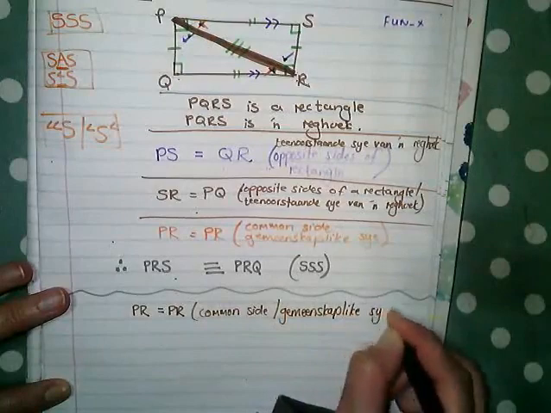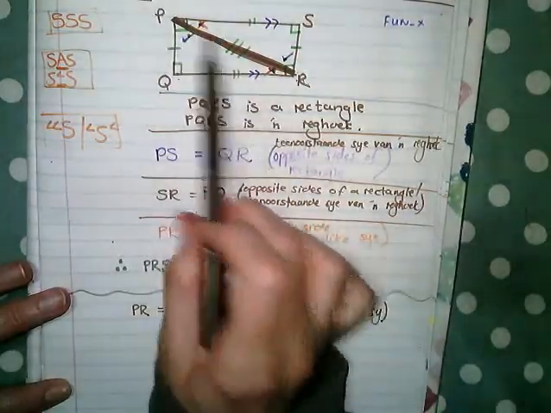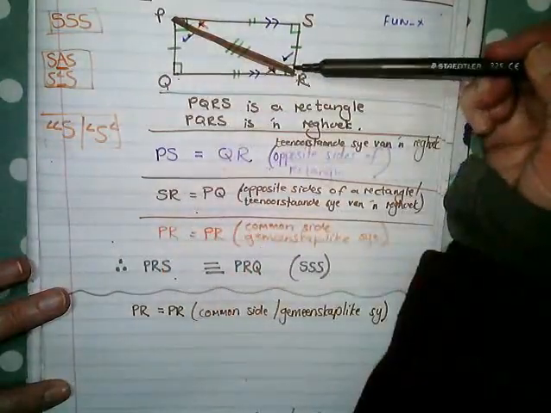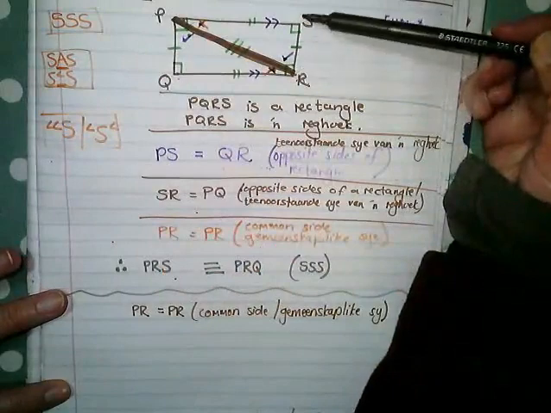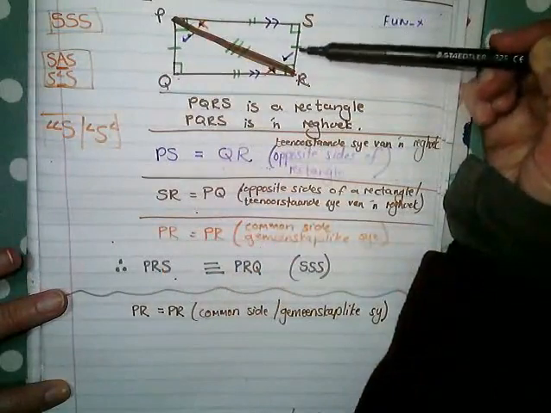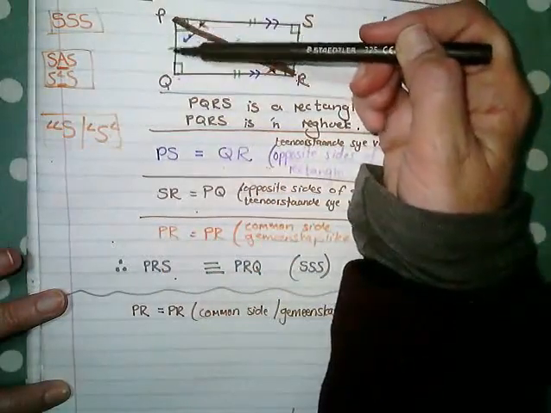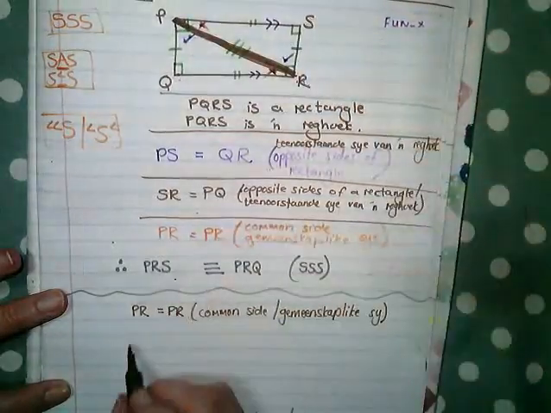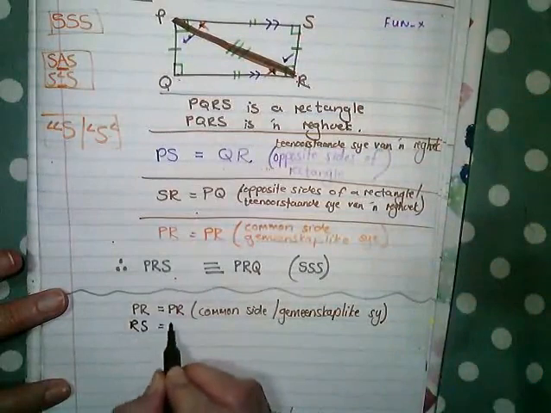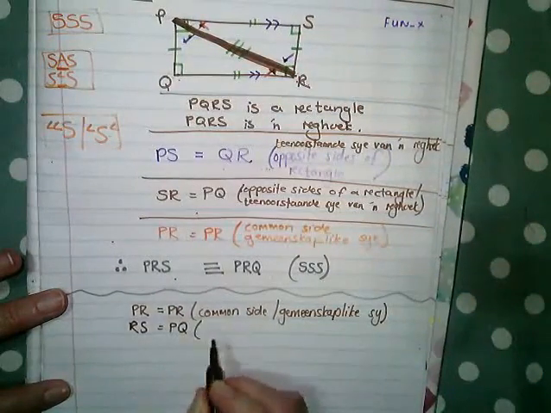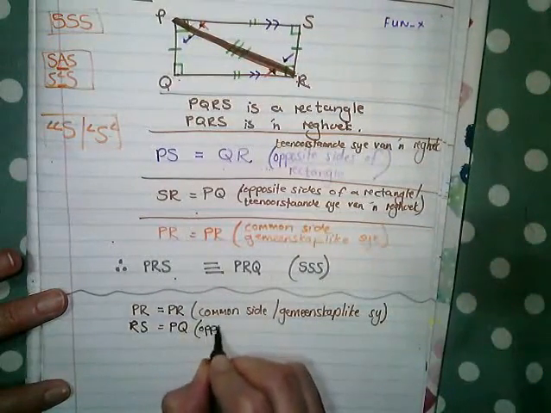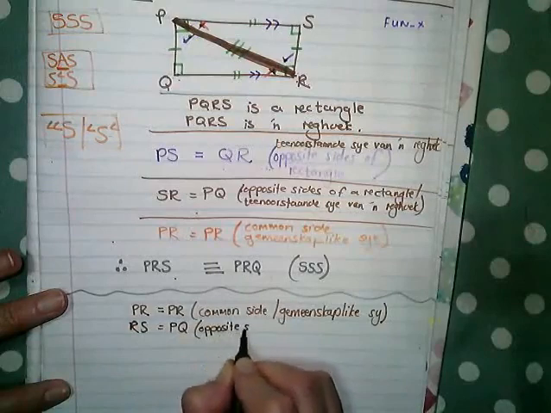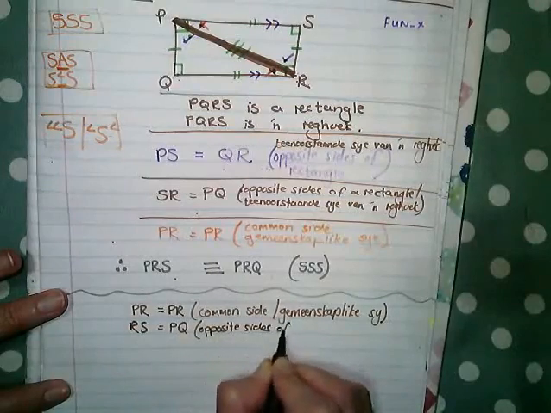PR is equal to PR. Then RS is equal to PQ. Right? RS is equal to PQ. Why? Because they are opposite sides of a rectangle.